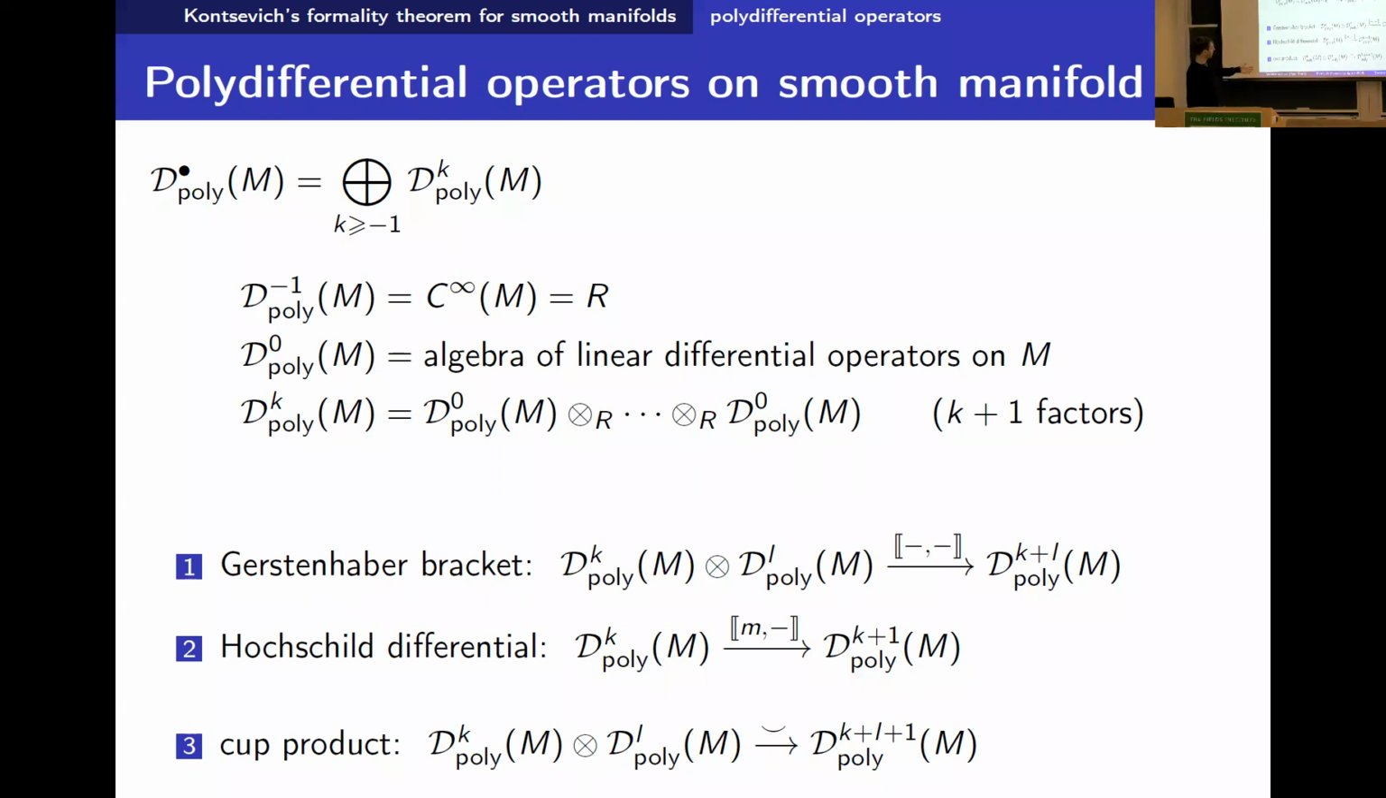And then finally, there's a third operation, which is kind of the easiest, which is the cup product. Essentially, what you do is if you have two such black boxes, a k-differential operator and an l-differential operator, you can form a (k+l+1)-differential operator simply by composing them by the multiplication. That's essentially the cup product.